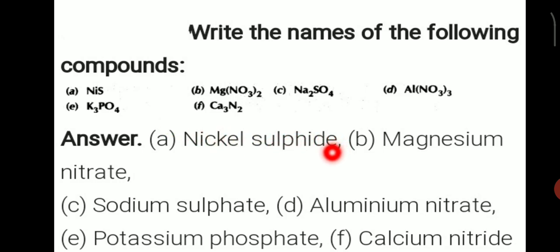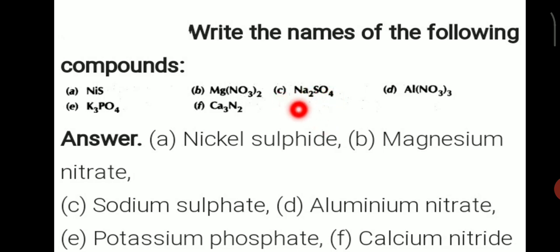Next is Mg(NO3)2. We know that magnesium is Mg. NO3, the negative ion, is nitrate. So don't bother about the valencies, we are just saying the name. Magnesium and the other name is nitrate. So magnesium nitrate.